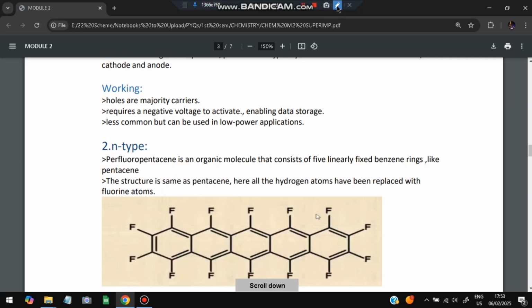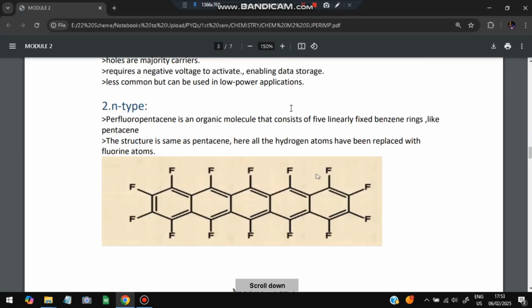And the working is, the holes are majority carriers because P is positive and positive has the holes, and it requires negative voltage to activate, and it is less common. It is used in low power applications.